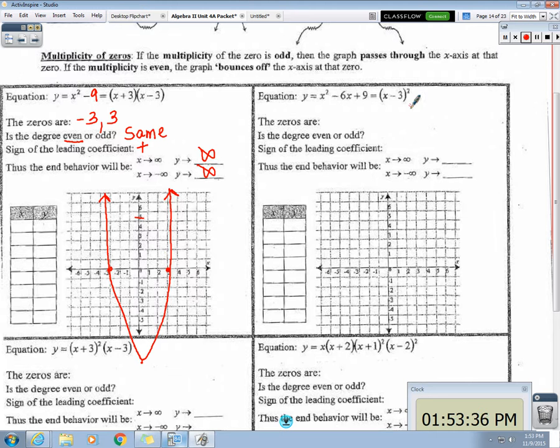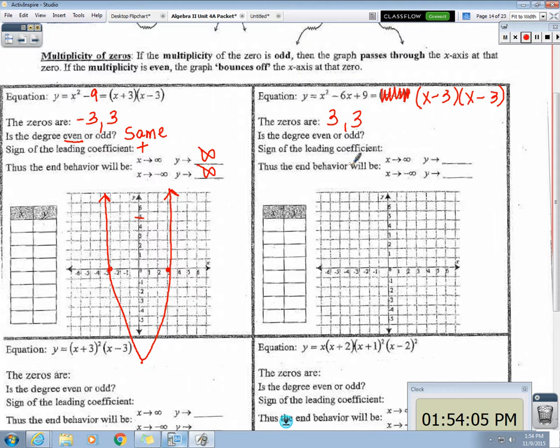Okay, over here in this last one, what does x minus 3 squared literally mean? It means there's 2 of them. So instead of writing it like that, couldn't it have just been written like this? So how many zeros are there? 2. But they repeat. Okay, that's called multiplicity of 2, and we'll get more into that tomorrow.